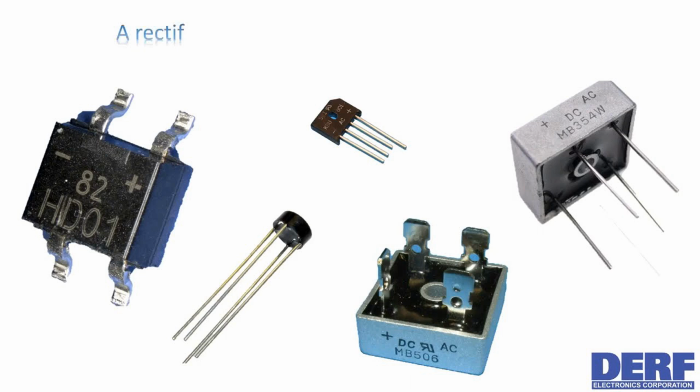Here's how the compact design of bridge rectifiers contributes to their efficiency and versatility. Integration of components. Bridge rectifiers consist of 4 diodes arranged in a specific configuration, typically in a compact package.